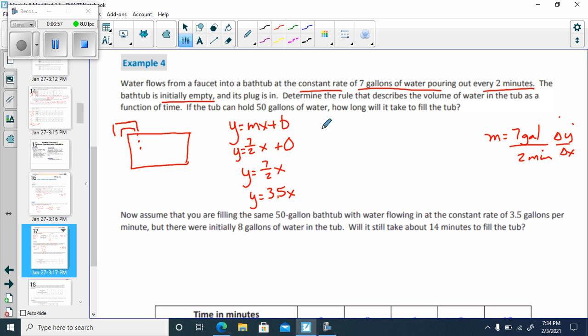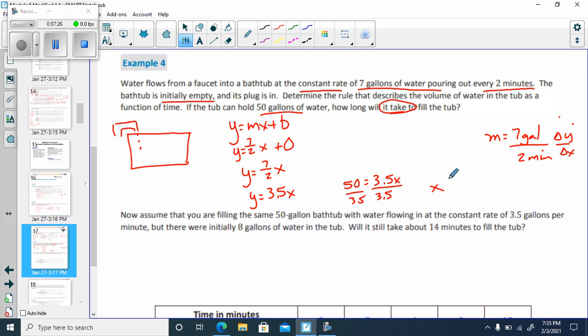Okay? Now, if the tub can hold 50 gallons, how long will it take to fill the tub? Well, where would 50 go? 50 is gallons. Look, if you look at this, y is our gallons. So we plug this in for y. Right here we go. 50 is equal to 3.5x.